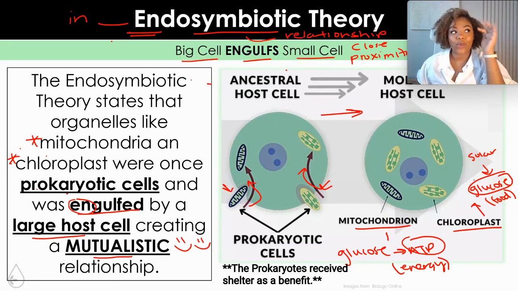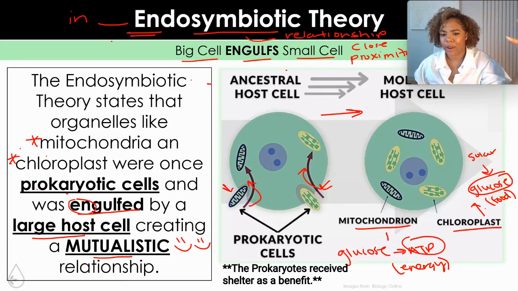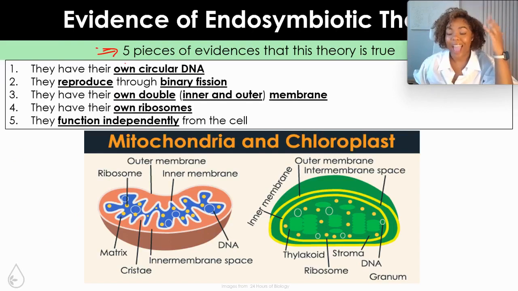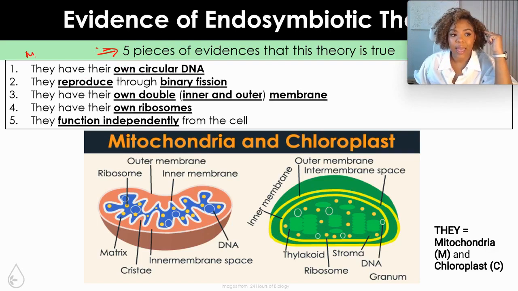But this is also a really wild theory when you think about it. Like, yeah, this big cell ate two prokaryotes and they're like, you know what? We do good together. Let's work. It's really wild. So, what is the evidence that this actually happened? Because there is evidence that supports this pretty crazy theory. One, mitochondria. And every time I say they, I'm referring to the mitochondria and the chloroplast.